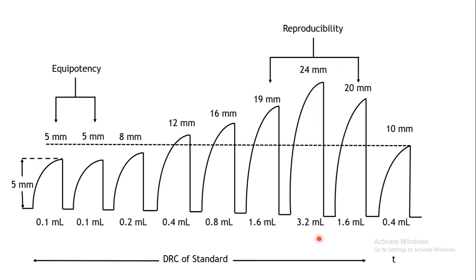Now at the end of your DRC of acetylcholine, 1.6 is repeated. That is 1.6 of your standard. This particular phenomenon is known as reproducibility. That is repeating a submaximal dose. Submaximal, that is, which should not be your ceiling dose. Your ceiling is not obtained, because 1.6 is 19 and 3.2 is 24.